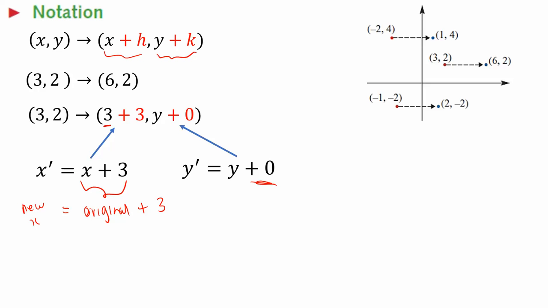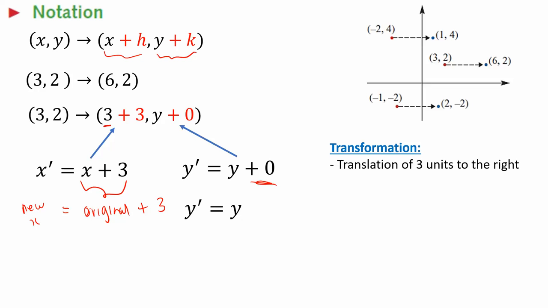So what I'm trying to say is at the final end of it, we can say one thing. We can say this means translation of 3 units to the right. It just means if I'm adding to the x, I'm moving to the right. If I'm subtracting the x, I'm moving to the left. If I'm adding the y coordinates, then I'm moving up.